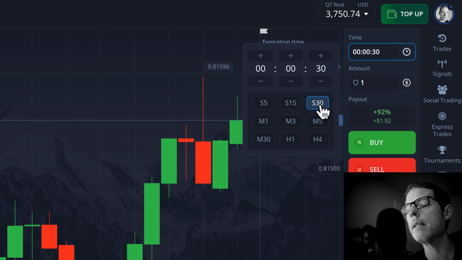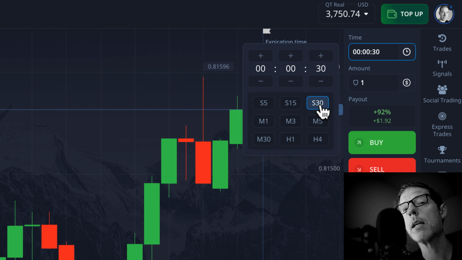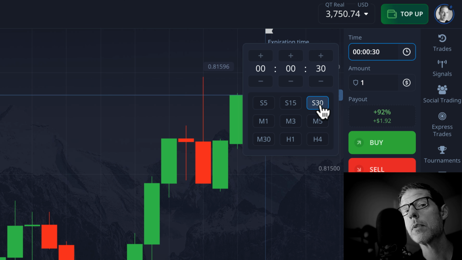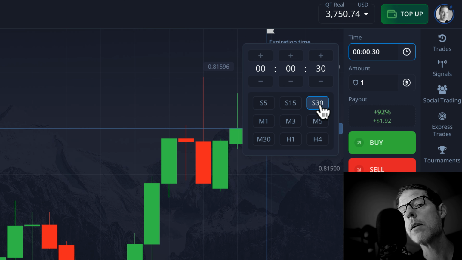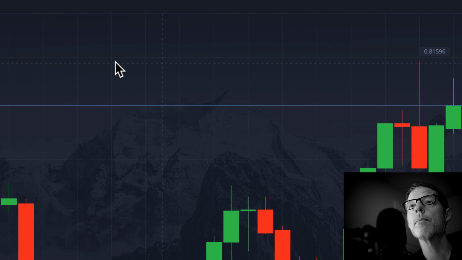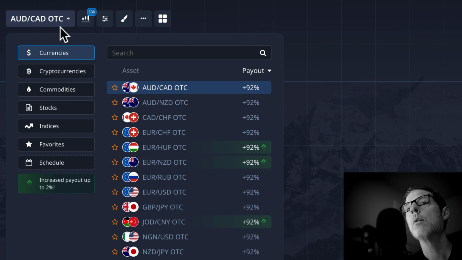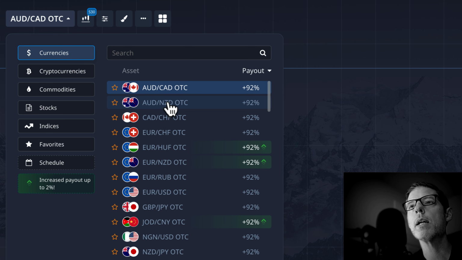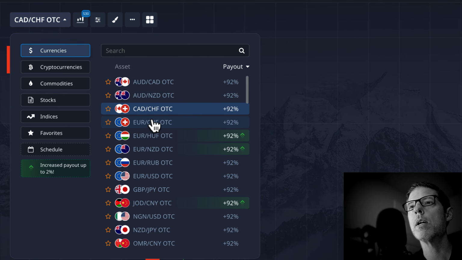You got that? Great. Now, you're only going to be able to trade with an expiry less than 1 minute if you're using an OTC asset. If this is a live market, you're not going to be able to do this. Over here on the assets menu, we usually use currencies, so I'll be selecting that. And then one of these pairs at the top here, anything that says OTC after it, and preferably paying out at 92%. If you see something like this, then go ahead and choose one of these charts.